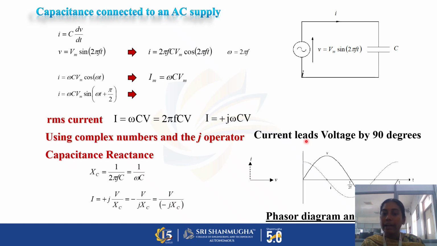Here the current leads the voltage by 90 degrees. Leading means that before the voltage attains its maximum value, the current attains its maximum value. So the phase difference between current and voltage is 90 degrees. And the capacitive reactance is calculated by Xc equal to 1 divided by omega C.